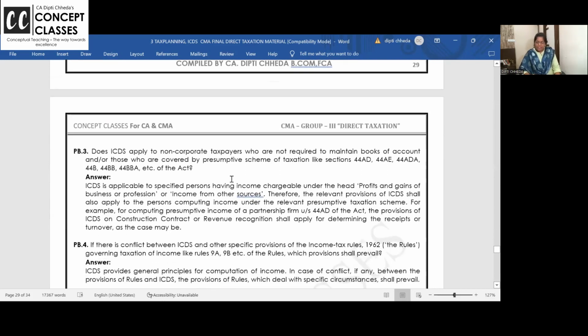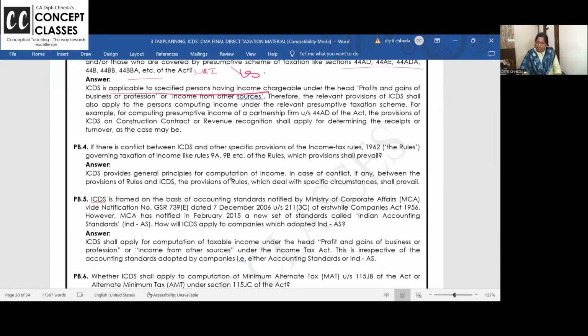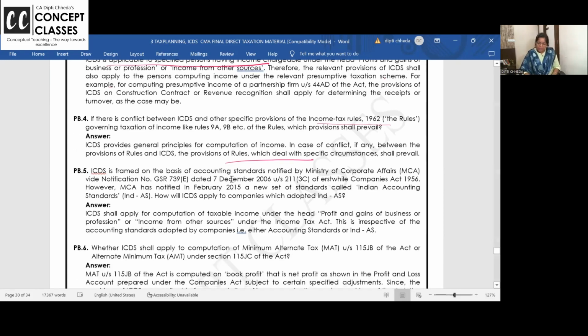Does ICDS apply to non-corporate taxpayers who are not required to maintain books of accounts, such as section 44AD presumptive taxation, NRIs and all? Answer is yes. ICDS is applicable for computing business income and income from other sources. Therefore, it shall apply to all. If there is a conflict between ICDS and the income tax rules, which will prevail? Rules will prevail. Rules and Act will override ICDS.